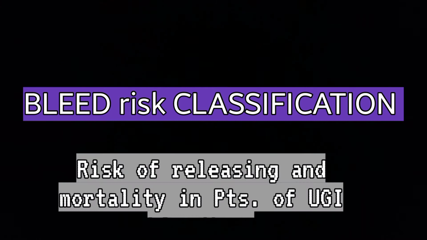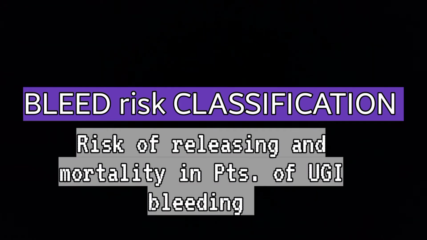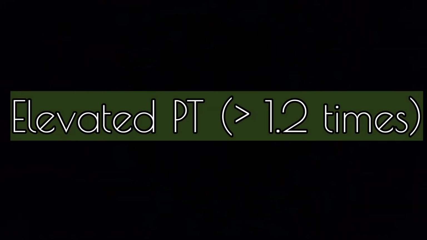Second classification is the bleed risk classification, used to predict the risk of rebleeding and mortality in patients of upper gastrointestinal bleeding, or UGI bleeding, based on the following criteria: ongoing bleeding, low SBP, elevated PT that is more than 1.2 times, erratic mental status, unstable comorbid disease.